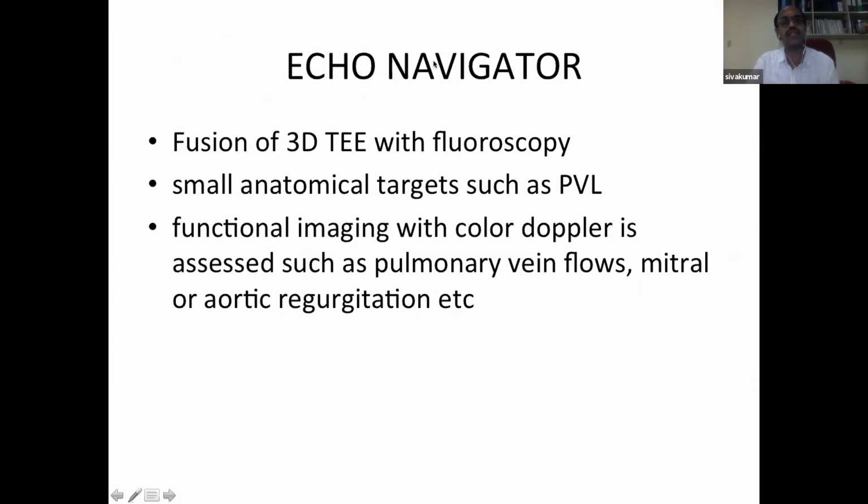And so the third type of navigation is echo navigation. Fusion of 3D transesophageal echocardiography, what Dr. Srija spoke about. Primarily of importance in small lesions such as paravalvular leak, but I want to specify on pediatric cardiology what is the relevance.